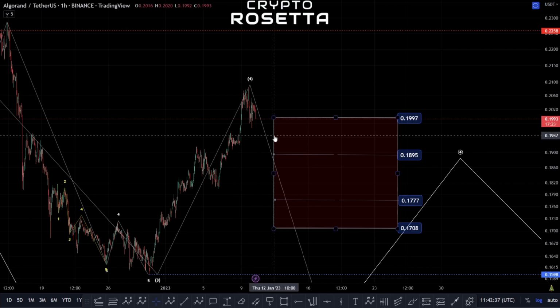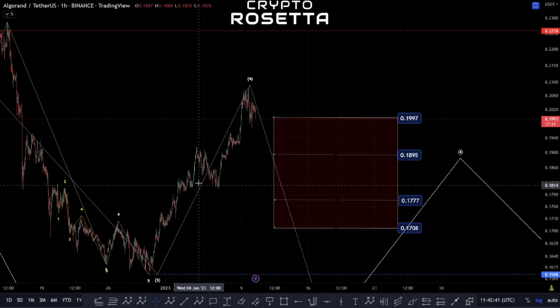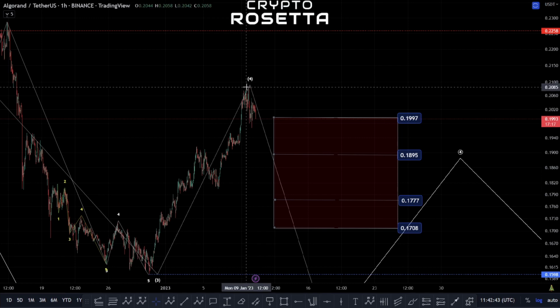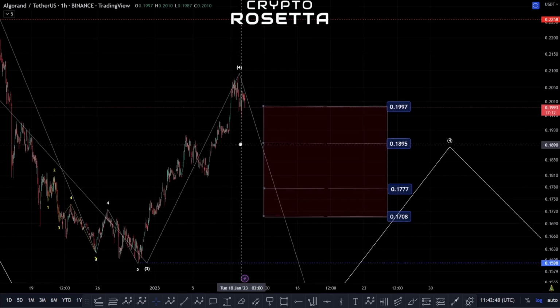So there are a few things we need to talk about. I am still looking for this fourth wave. It is possible that this could have actually completed already and we could be looking to break down from this point. So we're going to go over this option first.